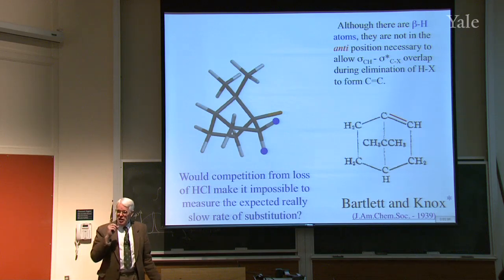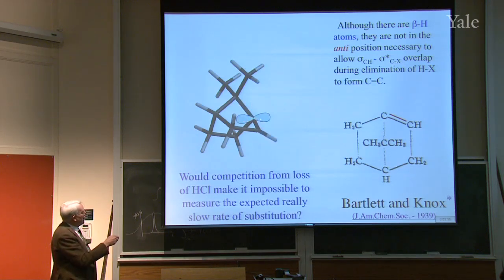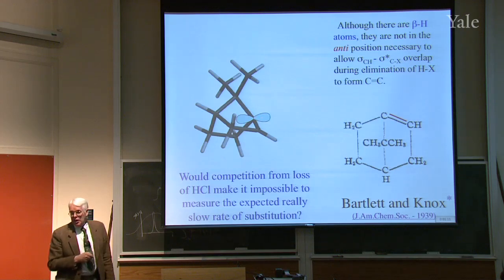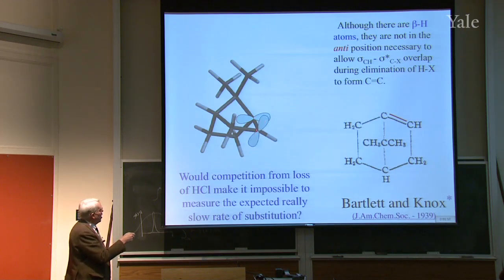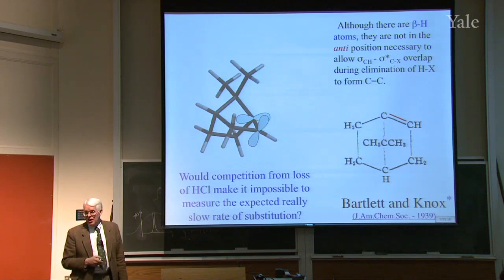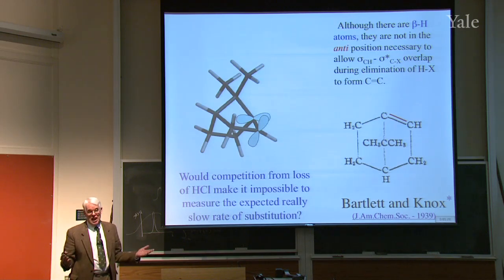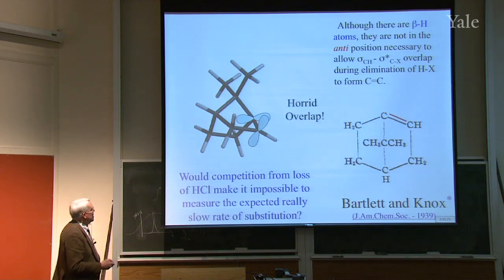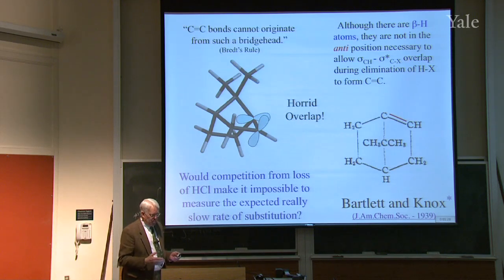Now think about that double bond, right? Here is the p orbital on the carbon that used to have the chlorine in it, but here's the p orbital on the carbon that now has only one hydrogen. What's wrong? They don't overlap, right? There's horrid overlap. So in fact, there's a rule called Bredt's rule that the carbon-carbon double bond cannot originate from such a bridgehead.